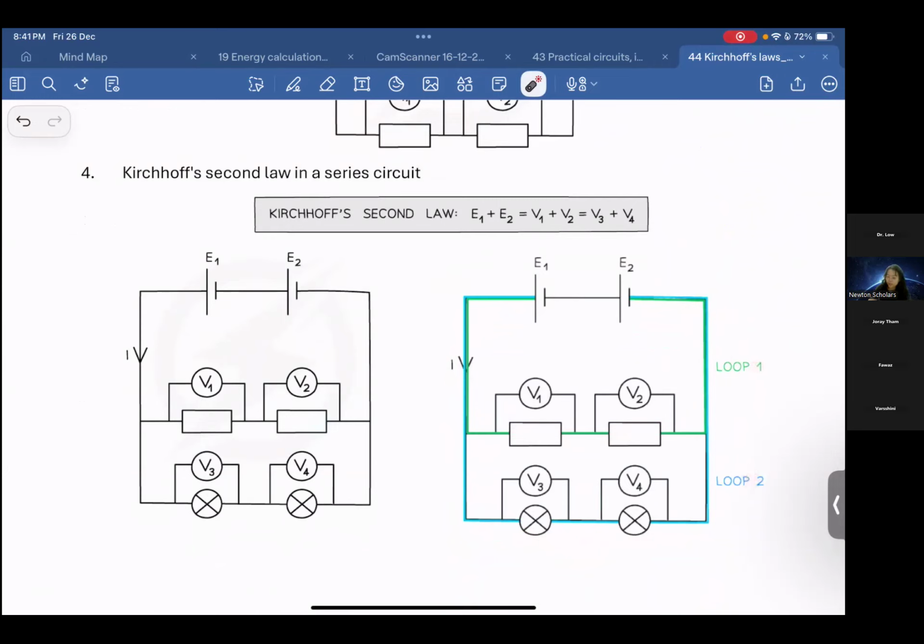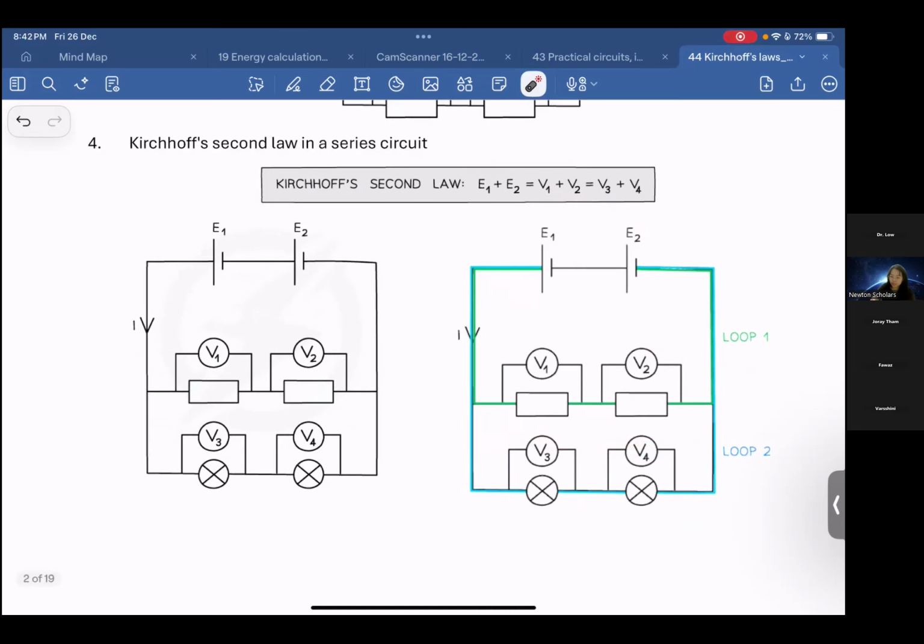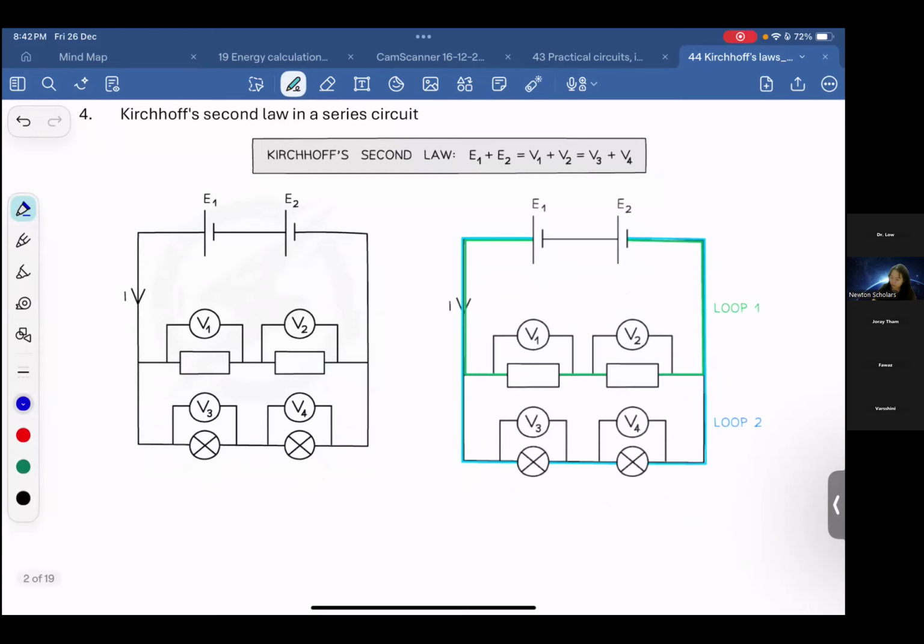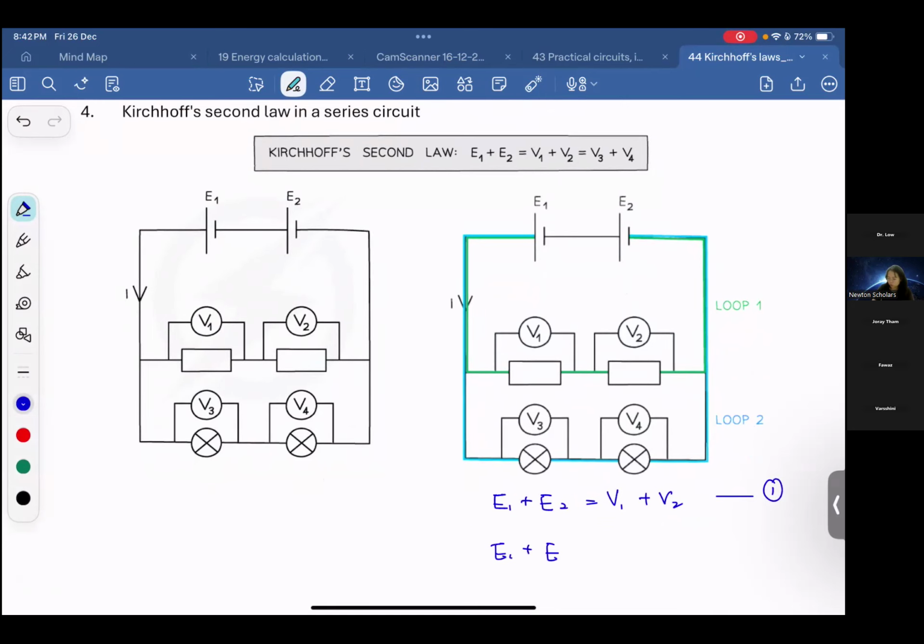Okay, so at here, since they are in the same direction for the battery, so E1 plus E2 will equal the energy out from the circuit, which is V1 plus V2. Then full stop. So E1 plus E2 equals V1 plus V2. This is the first one. For the second one, we use the second loop, which is E1 plus E2 equals V3 plus V4. So this is the second.